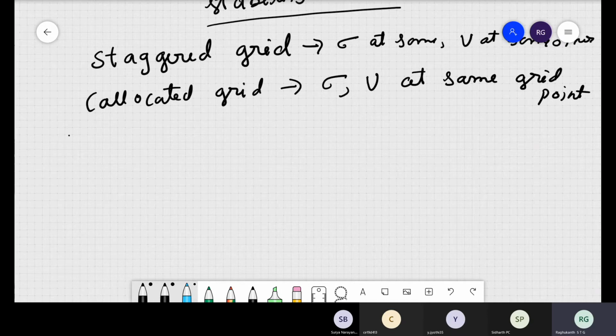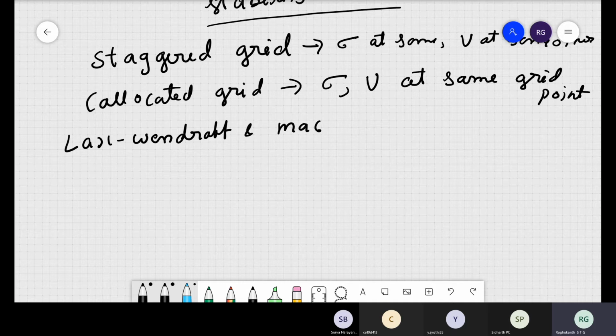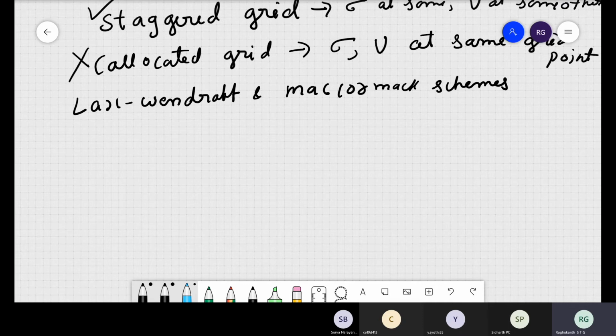Here also we have schemes like the Lax-Wendroff scheme, and MacCormack schemes are there. There are several varieties. We don't use these in practice; they are not widely used. This one only is widely used. I'm mentioning them just for completeness. We will not go into details. So the velocity stress formulation, you can combine and write in one equation itself.